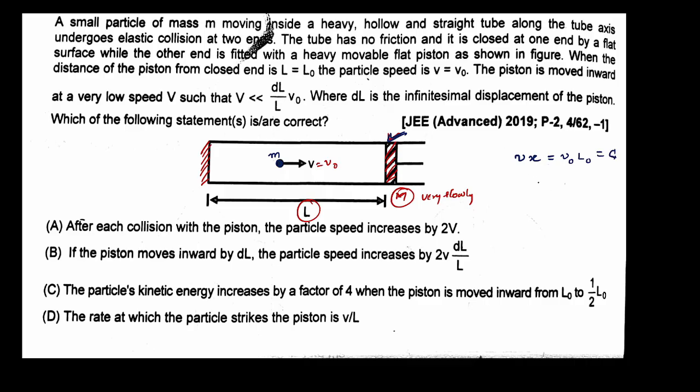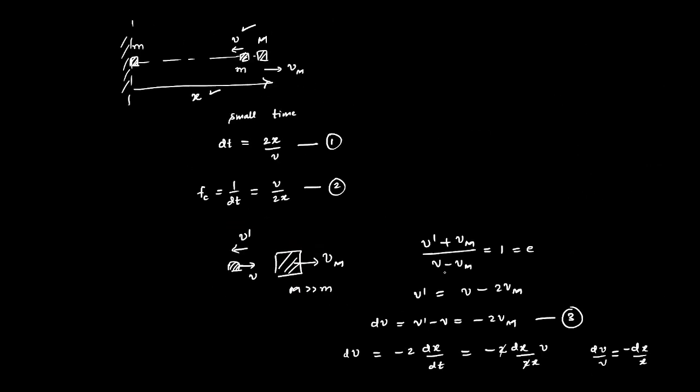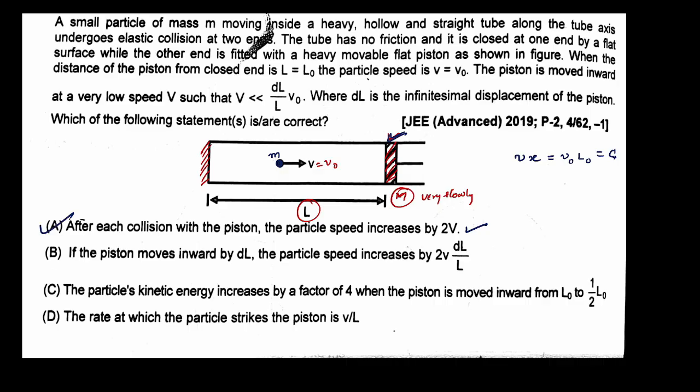Now once you get this, then after each collision with the piston, the particle speed changes by 2 times v, and we got this particular result from equation 3. So we know that magnitude-wise the first option is correct. It is 2 times v. There it was decreasing, so minus 2v. Here it will increase because here the piston is pumping energy into it.